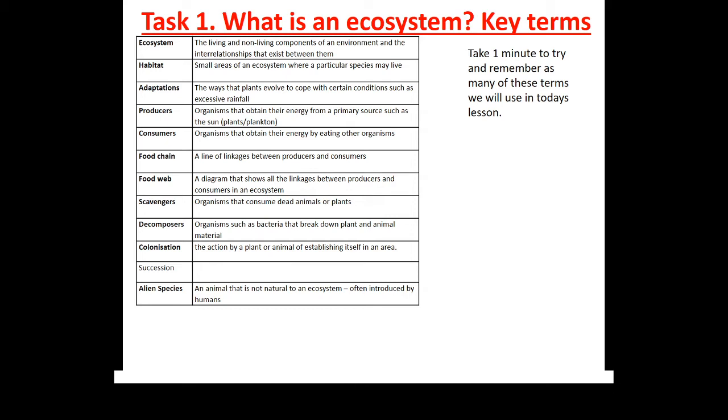Colonisation is the action of a plant or an animal establishing itself in an area. Succession, I haven't got the term there, but succession is where a particular type of plant grows initially on a location, and over time it develops the right conditions for more plants and animals to live there. Alien species are animals that are not natural to an ecosystem, often introduced by humans.